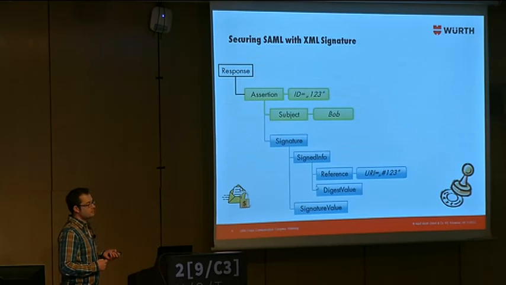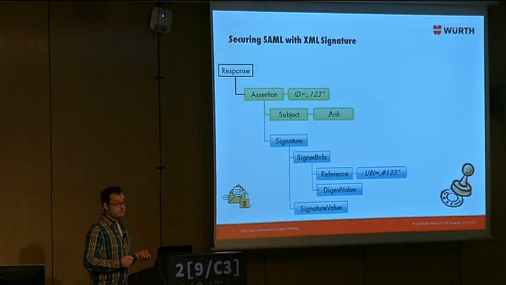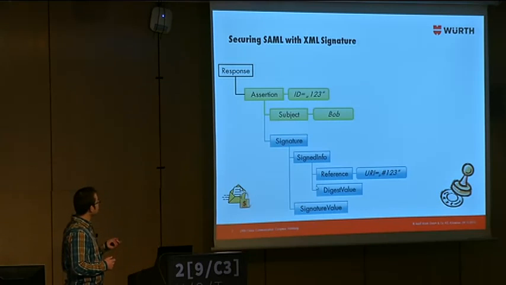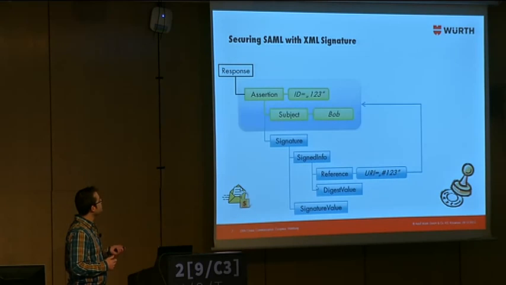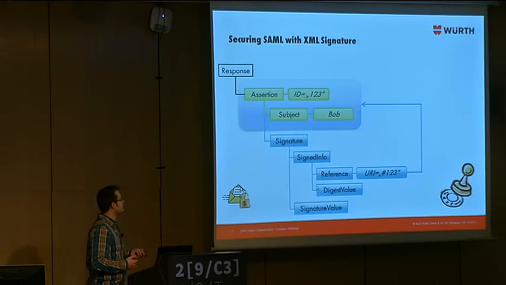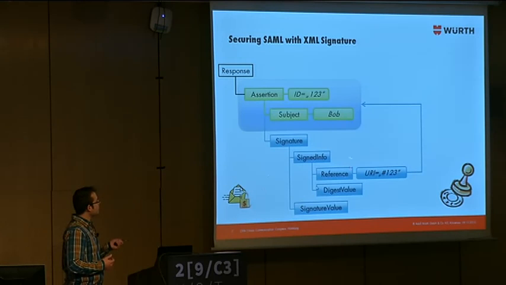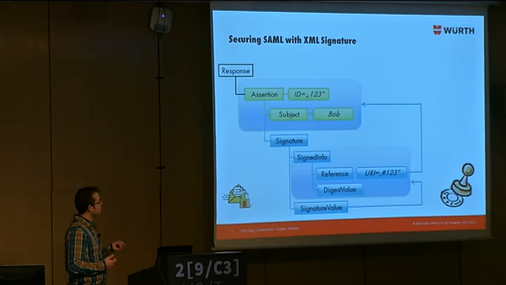So how is an assertion or a SAML response message secured by an XML signature? The XML signature is shown here with the green elements, and the reference element with the URI attribute 1, 2, 3 points to the secured content. As XML signature is an indirect signature, the signed info element with the reference and the digest value of the signed content is secured by the signature.